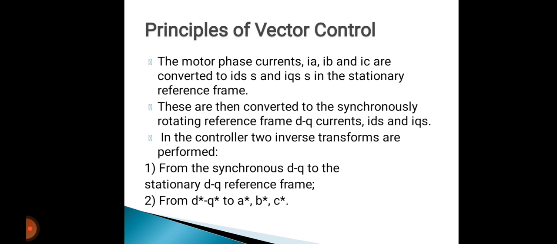The principle of vector control: the motor phase currents IA, IB and IC are converted into IDS and IQS in the stationary reference frame. These are converted to the synchronously rotating reference frame, which gives the D-Q currents IDS and IQS. The control inverse transformation is performed from the synchronous D-Q to the stationary D-Q reference frame, and then to A star, B star and C star.